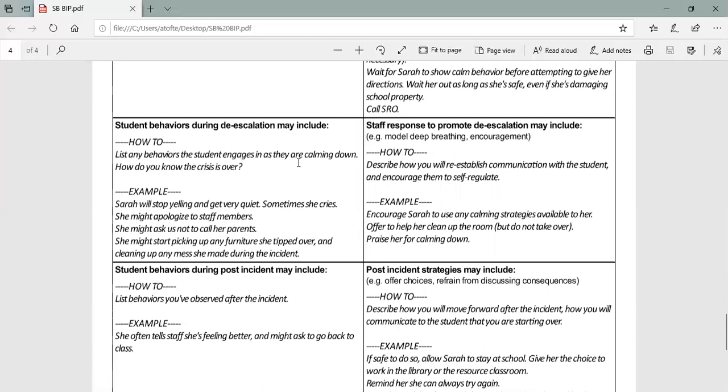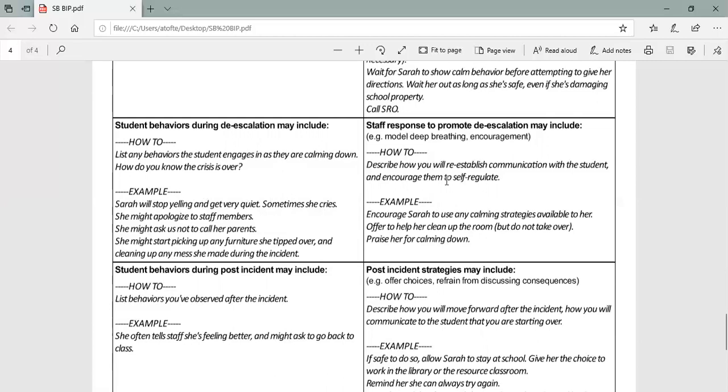So what does that look like? Sarah stops yelling. Sometimes she might cry. She might apologize. She might ask us not to call her parents. She might start picking up furniture. Students sometimes at this point maybe fall asleep. That might be post-incident. But how do you know we're calming back down? What does that look like?